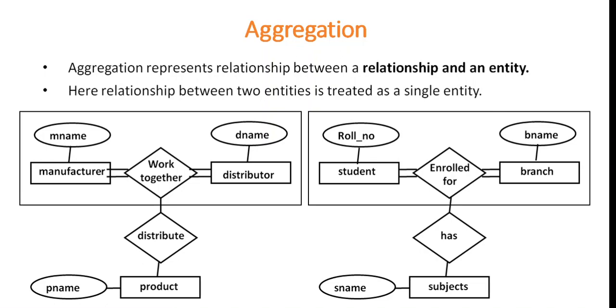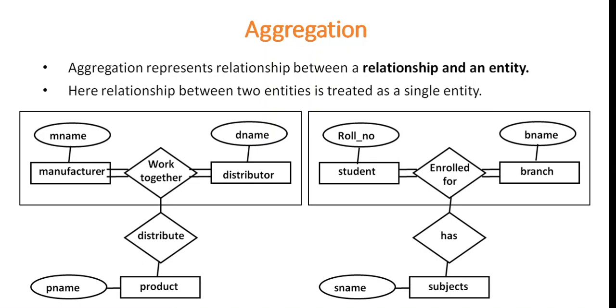In a simple relationship we represent relationships among different entities. We show relationships among two entities, three entities, four entities, or more than four entities. But in aggregation we mainly represent a relationship between one relationship and one entity. Okay, so this is aggregation.